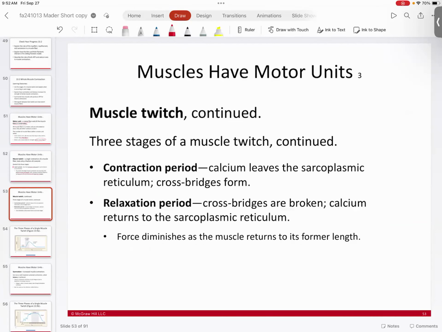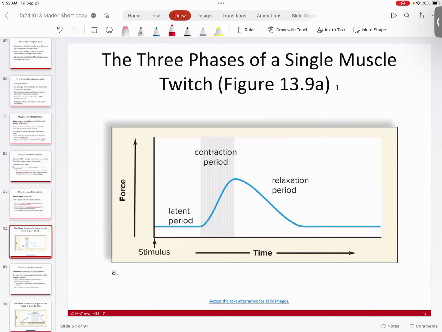In the contraction period, the calcium is released by the sarcoplasmic reticulum, and then it causes the cross-bridge formation of the myosin. And then finally, in the relaxation period, those cross bridges are broken. The calcium returns back to the sarcoplasmic reticulum, and the sarcomeres will lengthen again to adopt their normal length. So here's kind of what it looks like. At the point of stimulus, you get a latent period while you're communicating all of that to the T-tubules, and then you get your contraction period. That's when you're getting your calcium and your cross bridges and your power stroke. And then your relaxation period, when your cross bridges are breaking and you're resetting the system back down to normal.